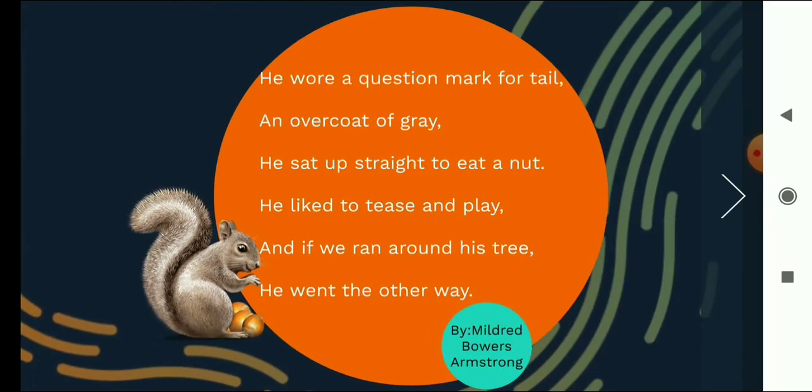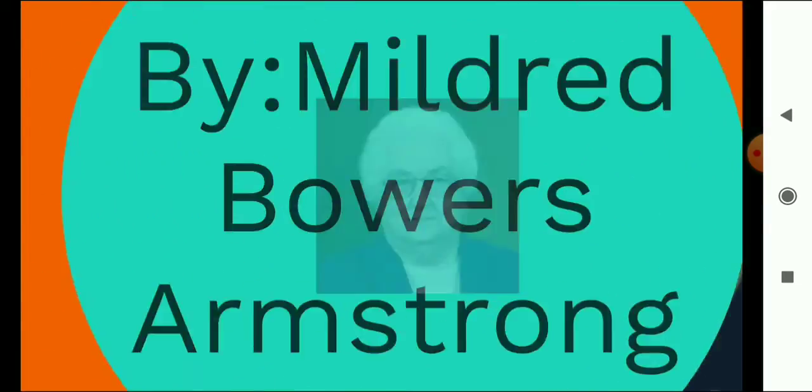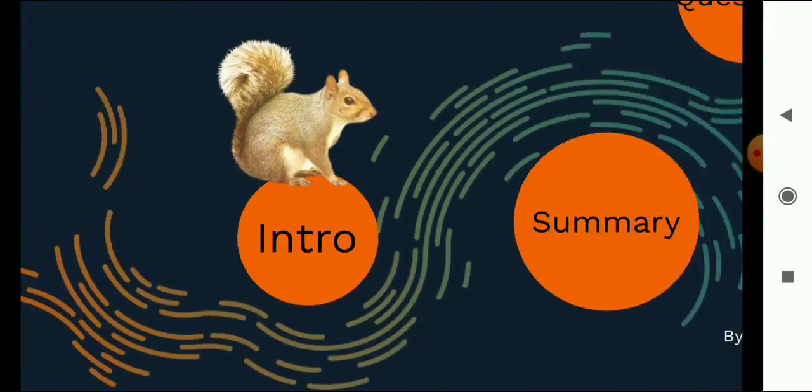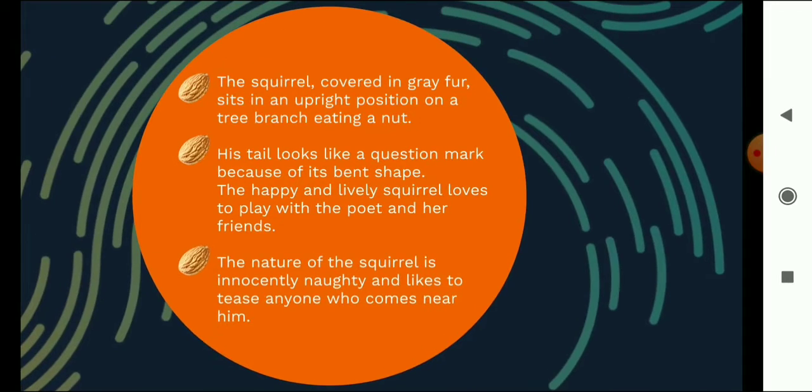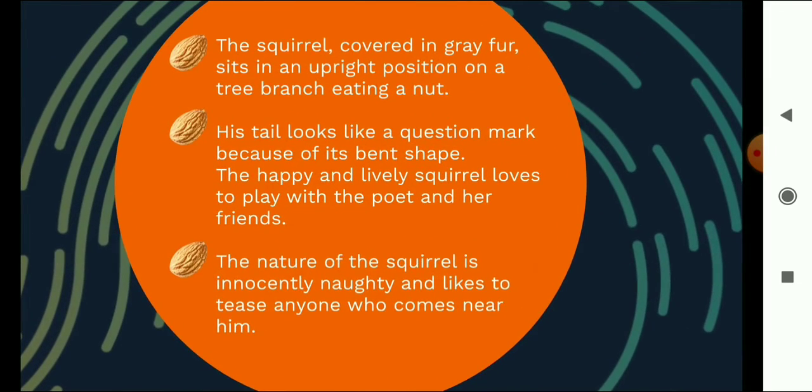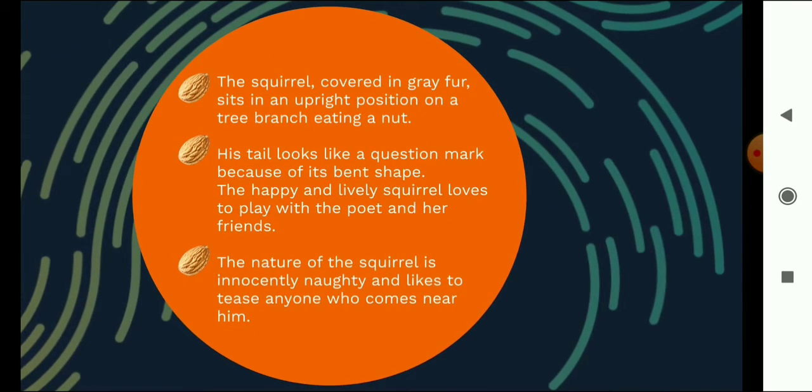Now let's move on to a short summary of the poem. Here you can see on your screen, there's a summary, and it has only 3 points because it's a very small poem, so the summary is very concise. Let's look at the 3 points.